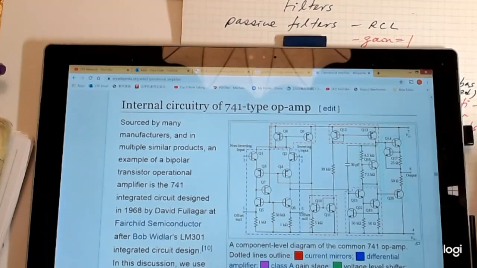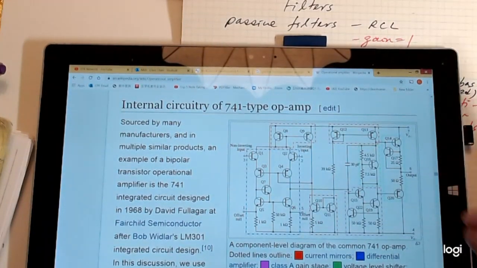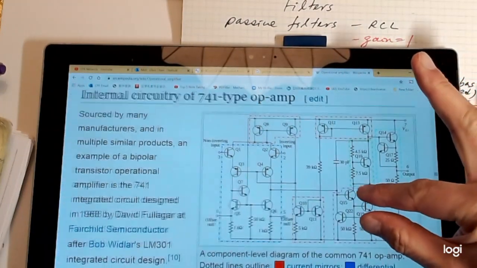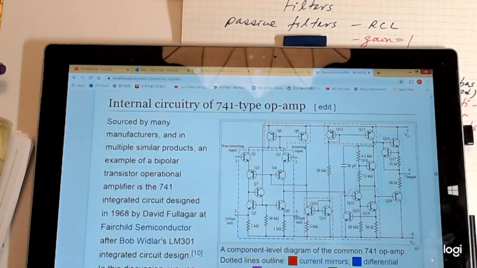So this gives you an illustration of the real 741 type of operational amplifier. So this is the circuitry. There are several resistors, capacitors, and transistors totally combined. We treat it as one integrated circuit.